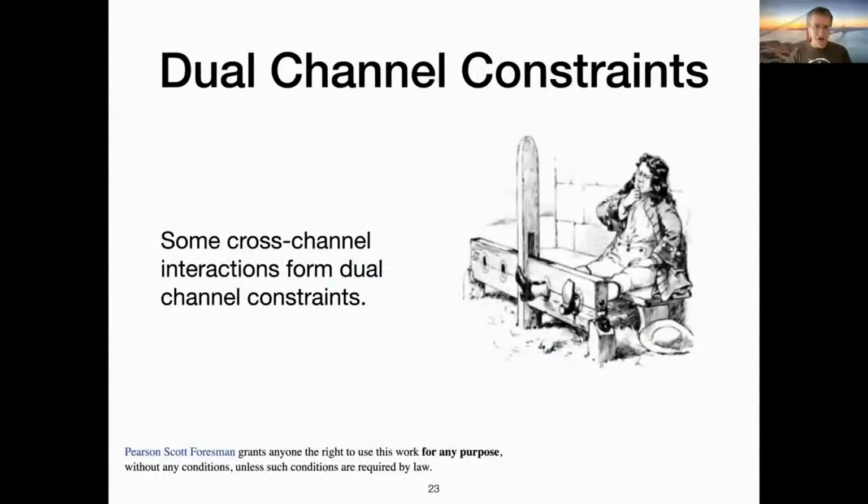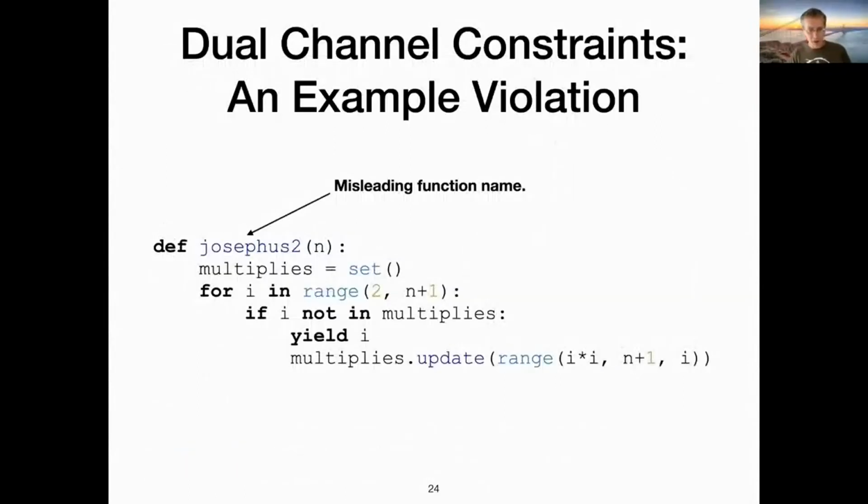Some of these interactions form constraints. For example, renaming a function that actually computes the Sivarastanies like this one does to Josephus would be confusing and slow down understanding the method.